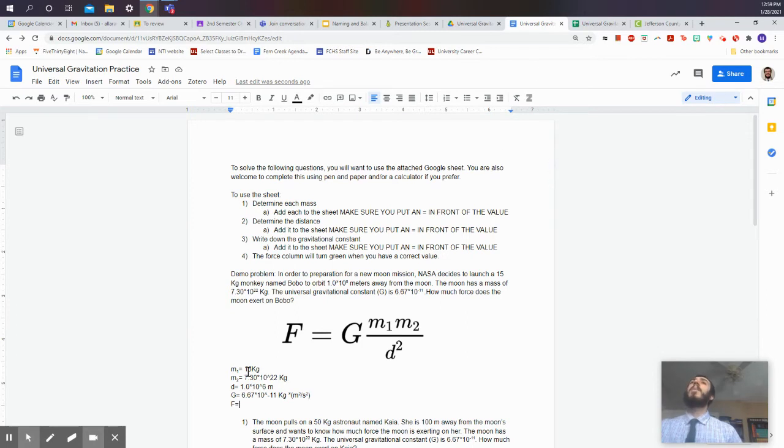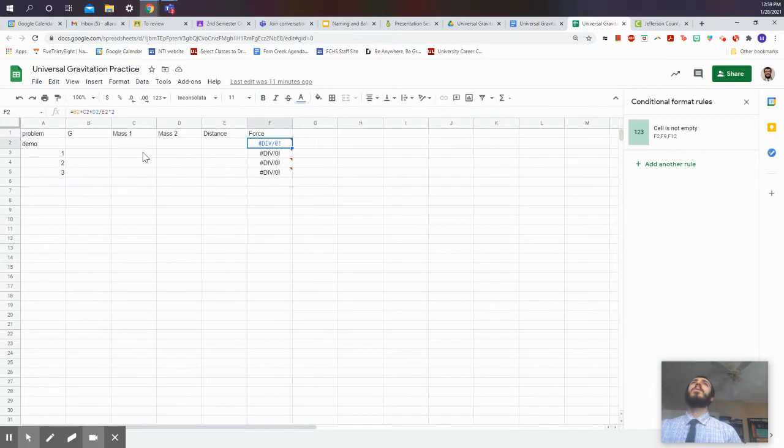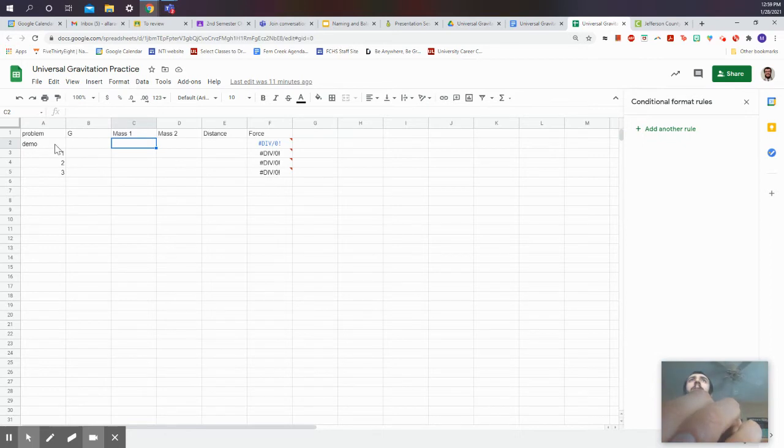So we have to add mass 1 into this sheet. Let's go find mass 1. Here's mass 1. I'm going to put it here under demo. This is the demo row, and we're in the mass 1 column. So mass 1 is 15 kilograms. That's easy enough. It's going to convert it to scientific notation. You'll note that it's got this e plus 1 instead of times 10 to the positive 1. Computers do this sometimes. Instead of writing out times 10 to the positive 1, they make it easier on themselves and use e to the exponent right here.